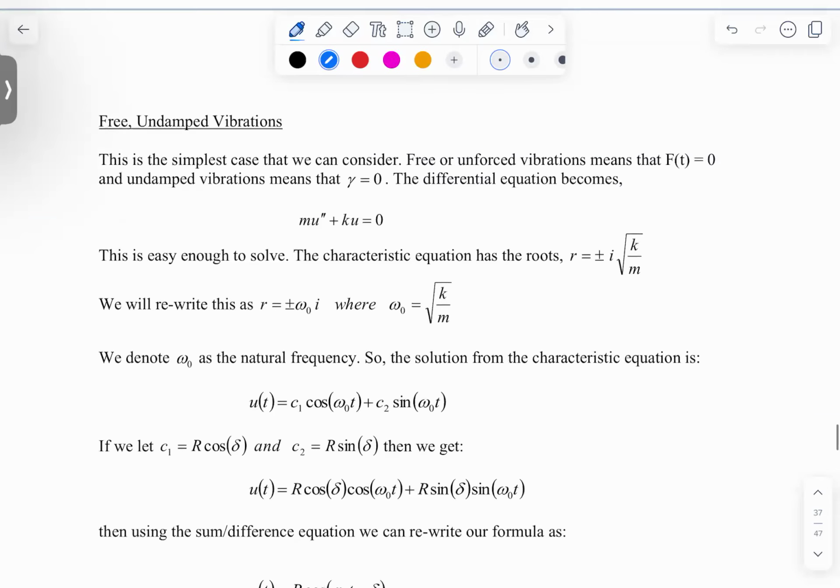We are going to start with the simple case of free undamped vibrations. So if I get rid of the forcing function and I don't have damping on there, my f of t becomes 0 and gamma becomes 0, which means our equation actually reduces to this. And then I could solve this characteristic equation. It just becomes the complex solutions.